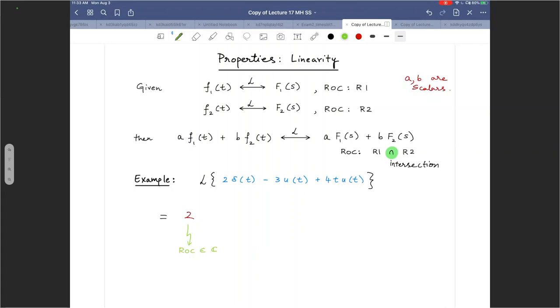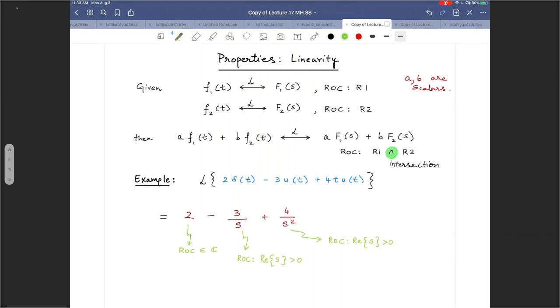Next, minus 3 u of t. That will give you minus 3 times, for u of t, 1 divided by s. What was the region of convergence there? It was the real part of s greater than 0. Next, plus 4 t u of t. That is simple, plus 4 divided by s squared, and the region of convergence for this one as well is going to be the same, real part of s greater than 0.